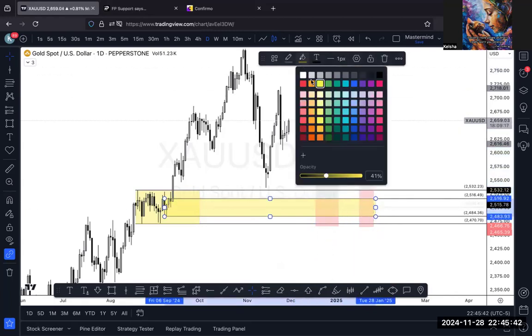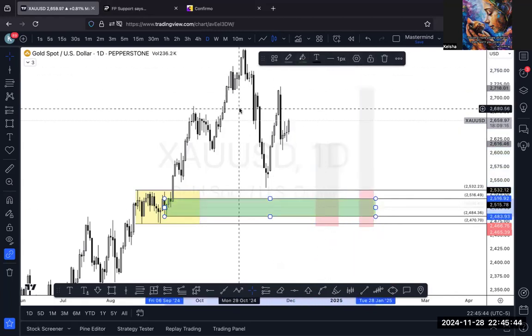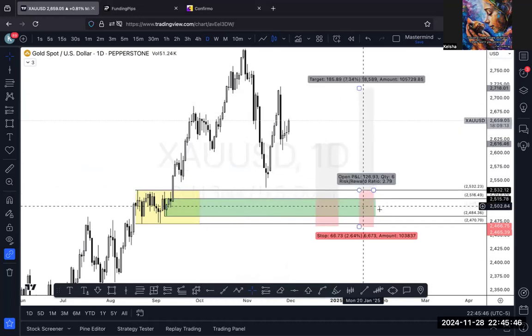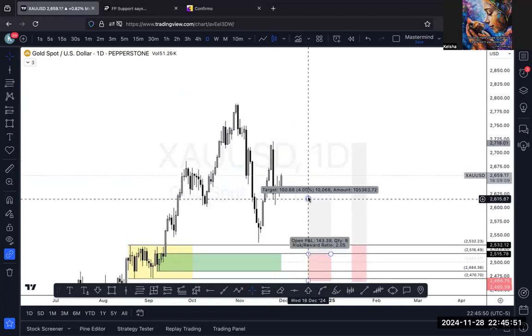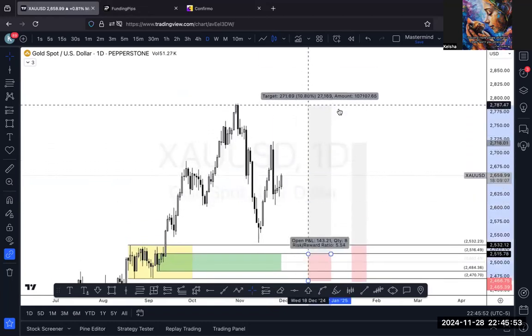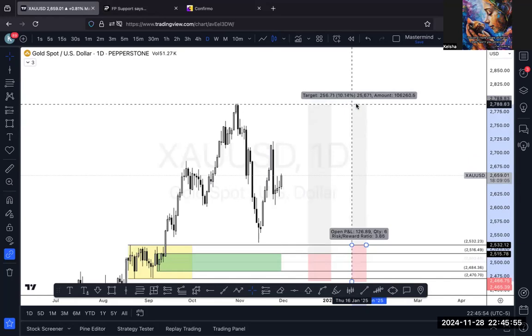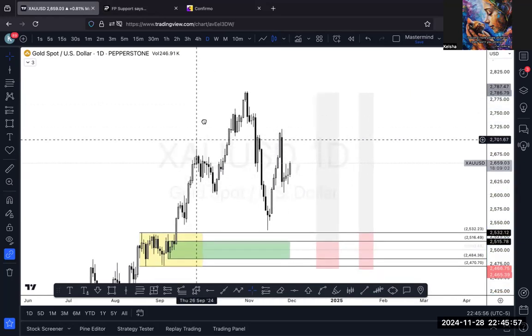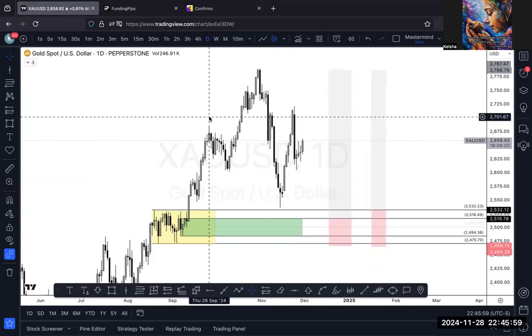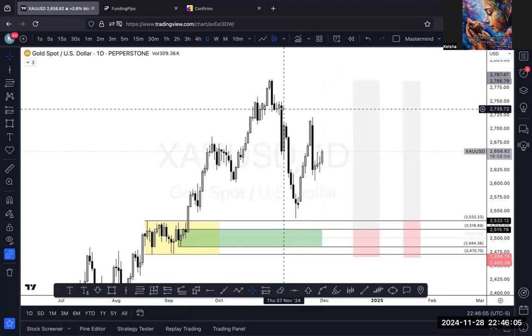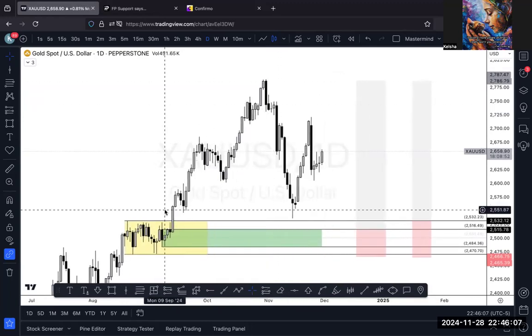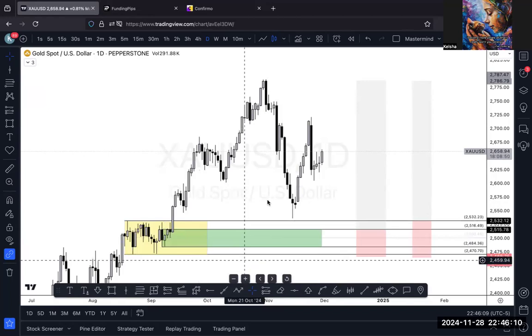Let me just change the color, right? I'll put the daily green. So this would be your highest probability scenario when it comes to the higher time frame on gold, for what could be the most recent available option on daily and weekly time frame, right?